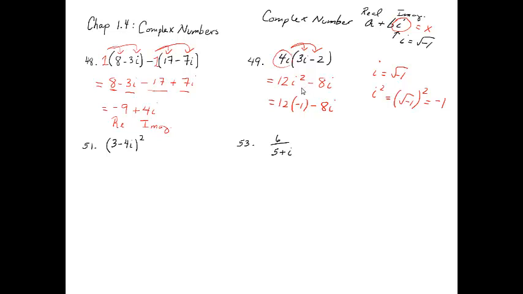So this turns into 12 times negative 1 minus 8i. Instead of writing the I squared, now you're writing the negative 1. And let's clean it up. 12 times negative 1 is negative 12 minus 8i. Good.